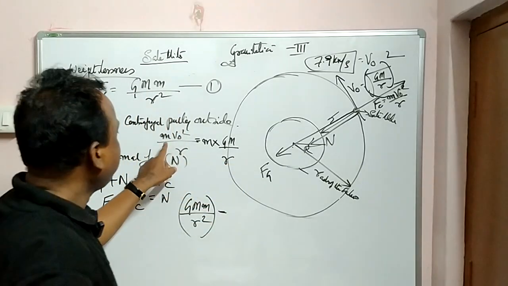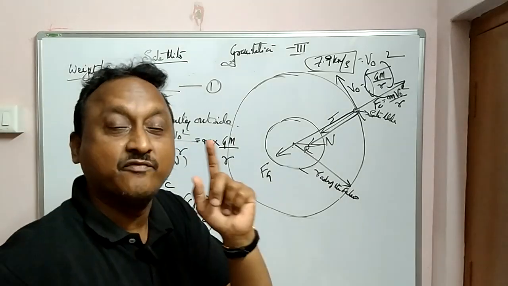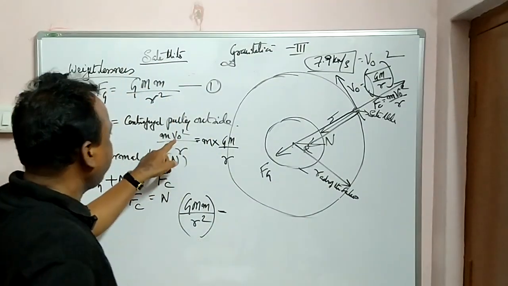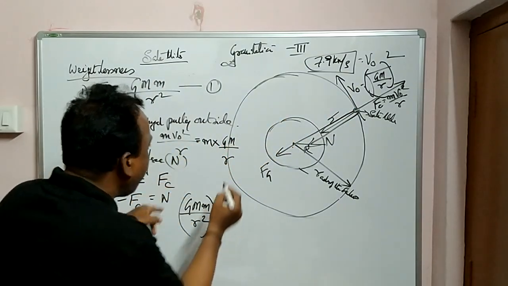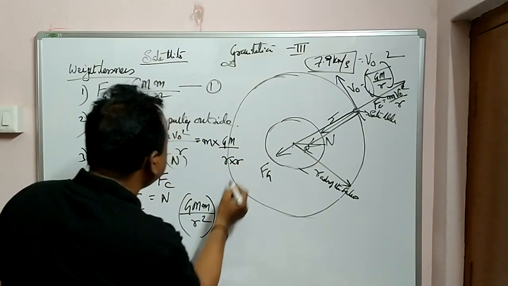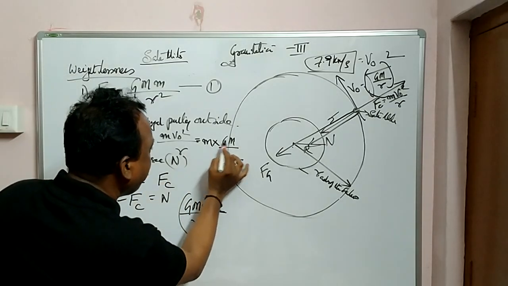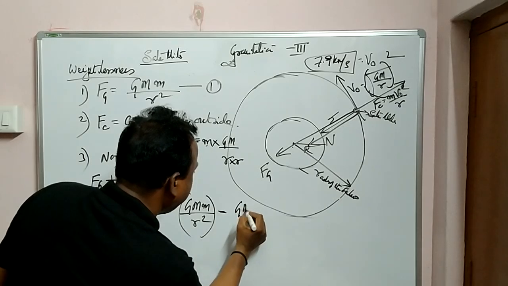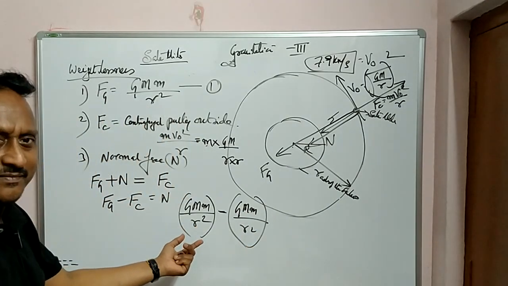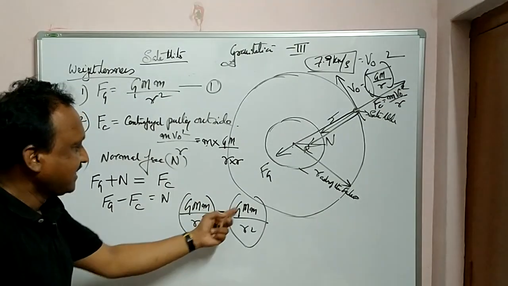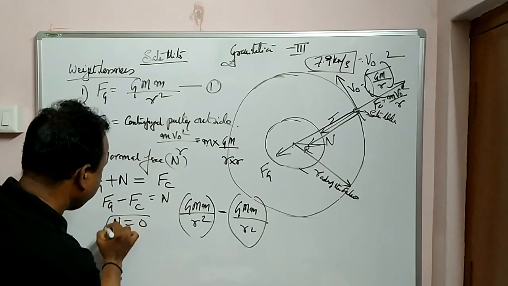మీకు అర్థమవుతుంది పాయింట్ ఇక్కడ? What is centrifugal force here? m v0 square by r. v0 square whole square. So GM by r, కింద ఇంకో r ఉంది. ఓకే, అప్పుడు మొత్తం ఇది GMm by r square. Both are same. GMm by r square minus GMm by r square ఎంత అవుతుంది? 0. Therefore N is equal to 0.